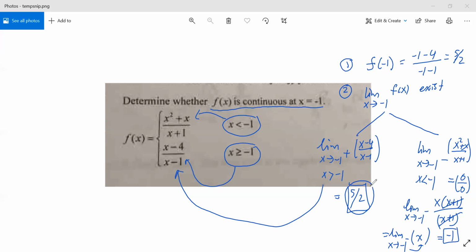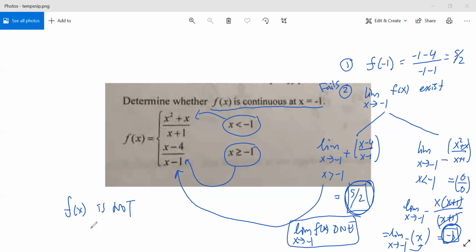So the right limit is 5/2, the left limit is -1, and they don't agree. So therefore, condition 2 fails. Thus the limit as x approaches -1 of f of x does not exist. If the limit does not exist, then the function will not be continuous, because the three conditions have to be satisfied. So condition 2 fails. Therefore, this function is not continuous at -1. So f of x is not continuous at -1. That's our conclusion.